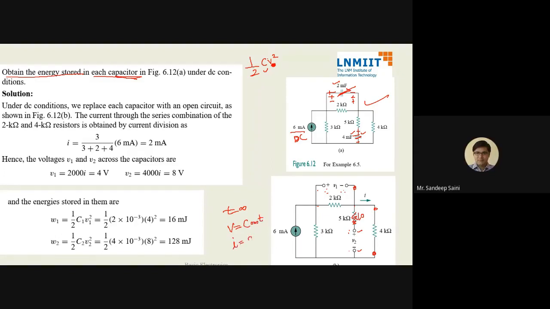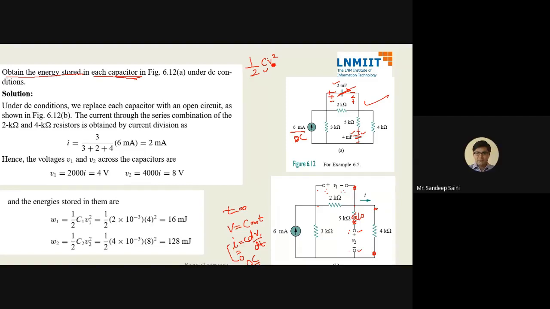That is why we are taking it like a broken wire. I is equal to C dV by dt. If V is constant, dV by dt is 0, so I is 0. If I is 0, that means open circuit. That is the reason I explained 2-3 slides back also.